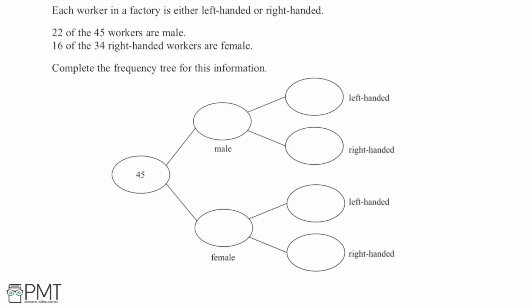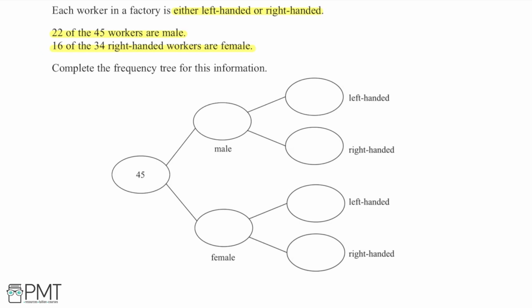So here we're told that each worker in a factory is either left-handed or right-handed. We're told that 22 of the 45 workers are male, and that 16 of the 34 right-handed workers are female. And we're asked to complete this frequency tree with all of this information and fill it all in.